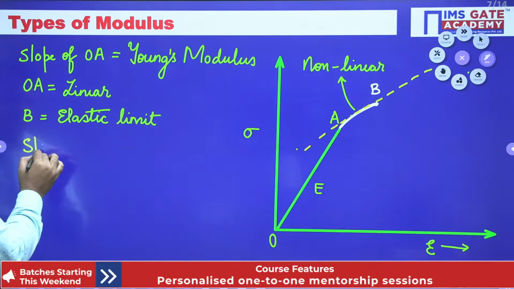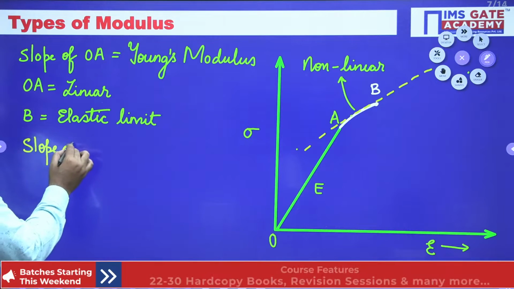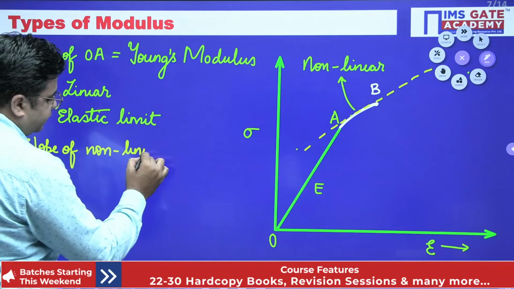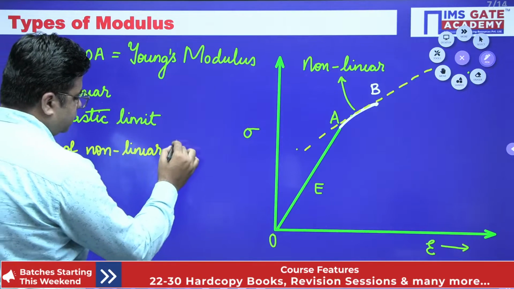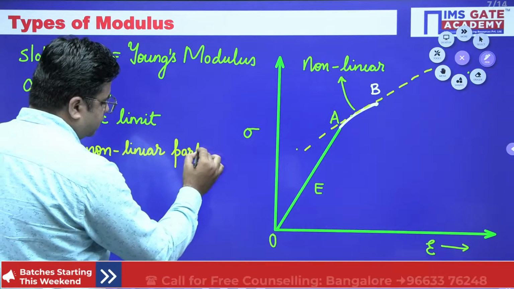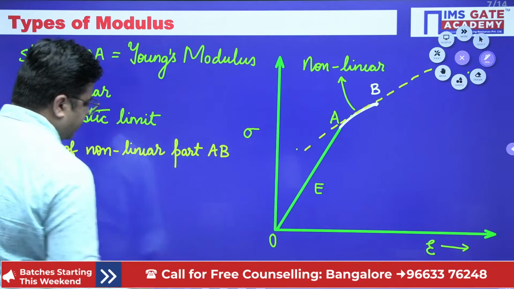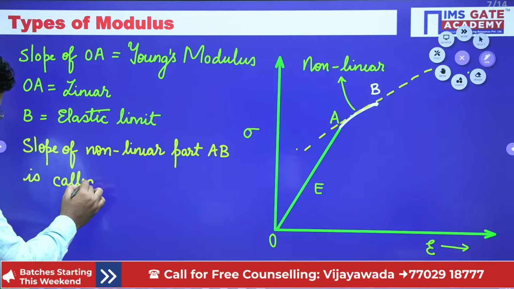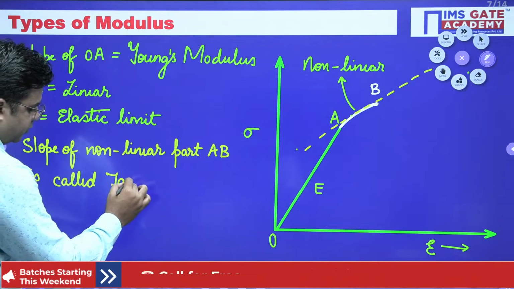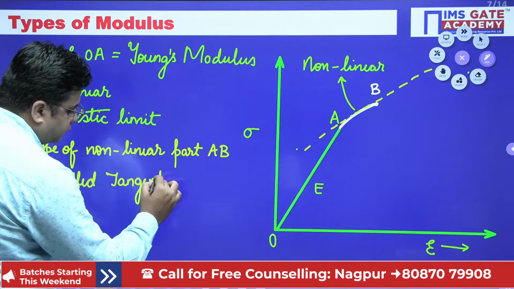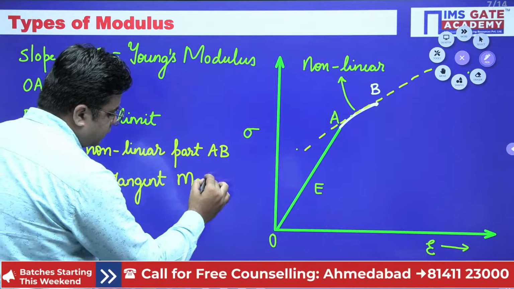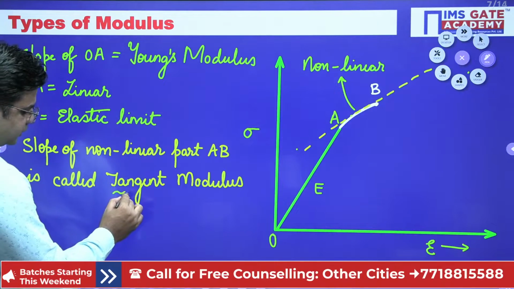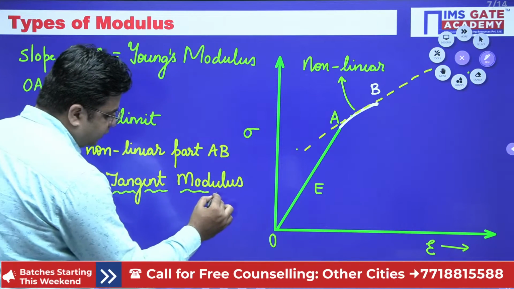Slope of non-linear part AB is called tangent modulus. The slope of non-linear part AB is termed as your tangent modulus.